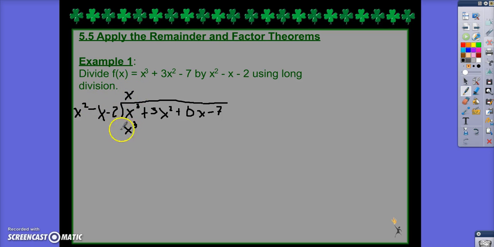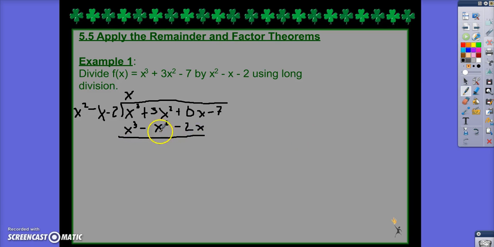All right, so x times x squared is x cubed. x times negative x is negative x squared. And then x times negative 2 is negative 2x. And then I draw a line.